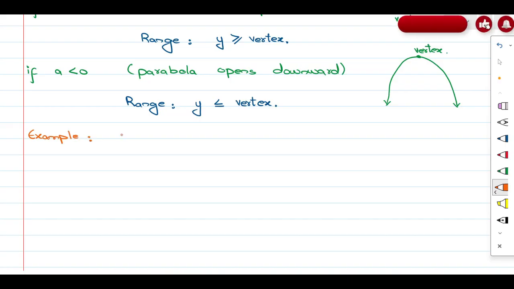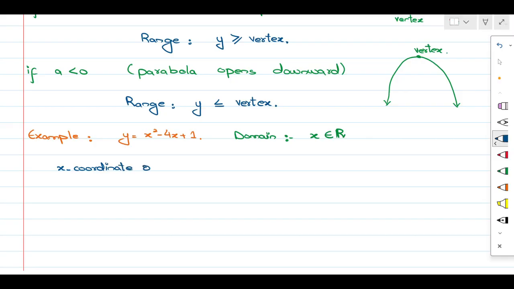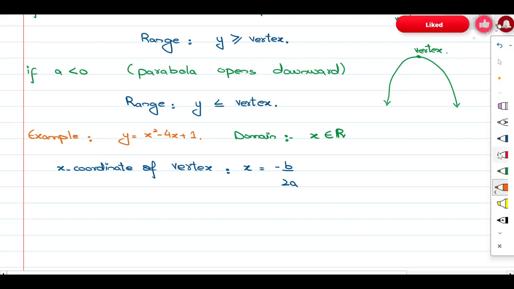Let's say I have the standard form y equals x squared minus 4x plus 1. This is the standard form. Now, what is the domain of this standard form of the quadratic? We can say the domain is x, which belongs to all real numbers, right? Now we need to solve for the range. And for the range, the first thing is to find the x coordinate of the vertex, because the vertex decides the range of the quadratic, right? The x coordinate of the vertex has a formula x equals minus b divided by 2a. So what are your a, b, and c values?